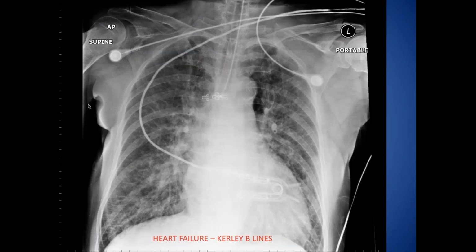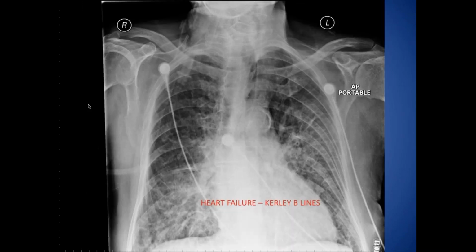So here is a patient who has heart failure. They have curly B lines, and these are interstitial lines full of fluid that has been oozing out of the pulmonary veins. Note also that the patient has got an ET tube which is too low and needs to be retracted. This is a patient who has interstitial pulmonary edema.